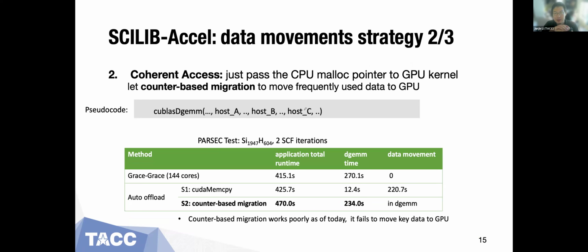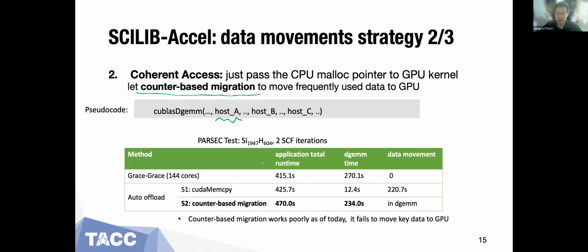Another way, or a second way, to manage the data is through the coherent memory access on Grace Hopper. So as I said, it's a unified memory space. The CPU can access GPU's data, and the GPU can access CPU's data as well. And NVIDIA provides a counter on their GPU, measuring how many remote memory accesses it has, and it's going to actively move data from CPU to GPU. This is very straightforward. You don't have to do any allocation. You just pass your CPU matrix pointer to cuBLAS, and it's going to run.